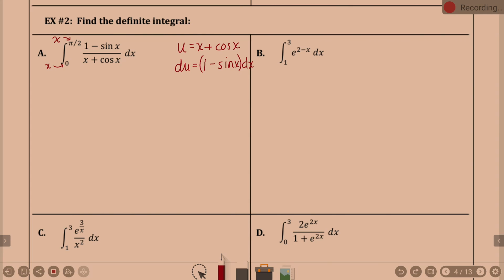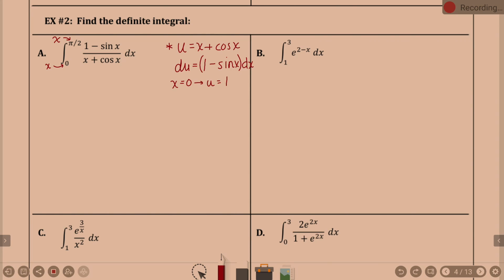Okay, the other option is we can change these x's to u's, whoops, and then we never have to go back to x's again. Okay, so if we're doing that, what do we have here? And remember, how are we doing this? If x equals 0, you're plugging it in to your u definition. So that means u is 0 plus cosine of 0. Cosine of 0 is, did we say it? 1.